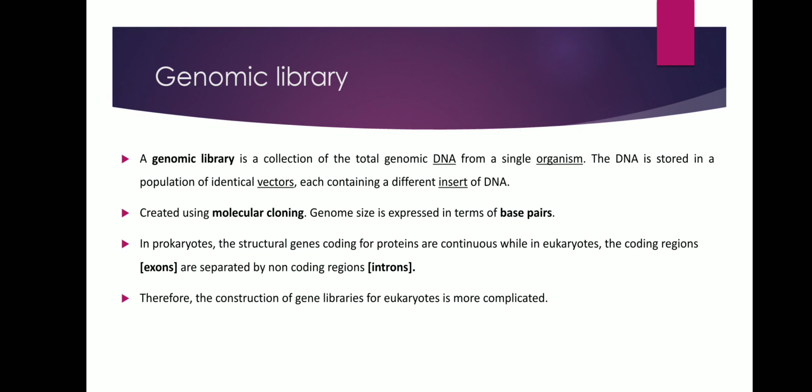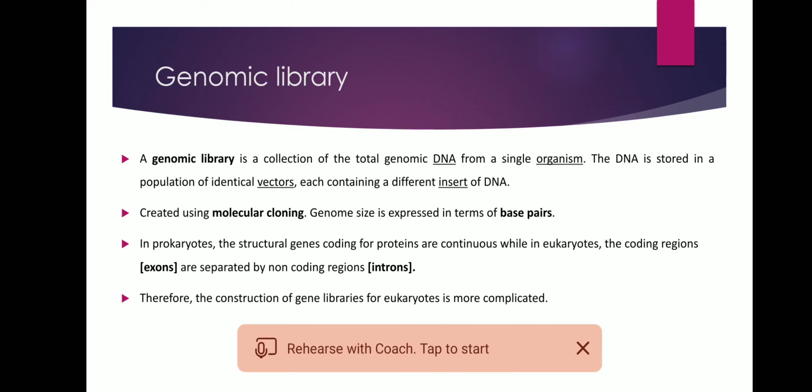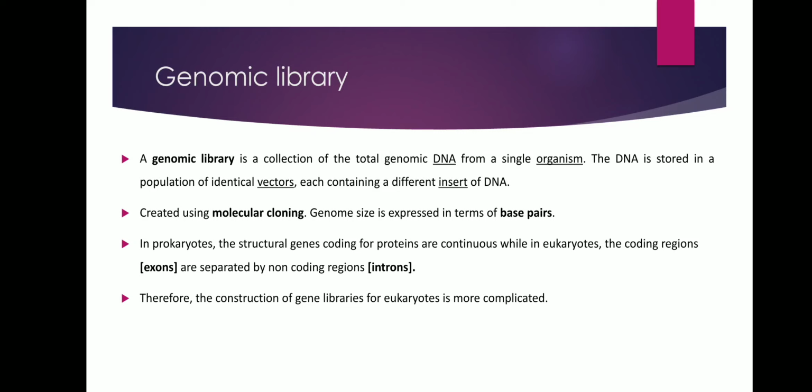First, genomic library. A genomic library is a collection of the total genomic DNA from a single organism. The DNA is stored in a population of identical vectors, each containing a different insert of DNA. It is created using molecular cloning, and the genome size is expressed in terms of base pairs. In prokaryotes, the structural genes coding for proteins are continuous, while in eukaryotes, the coding regions, exons, are separated by non-coding regions, introns. Therefore, the construction of gene libraries for eukaryotes is more complicated.